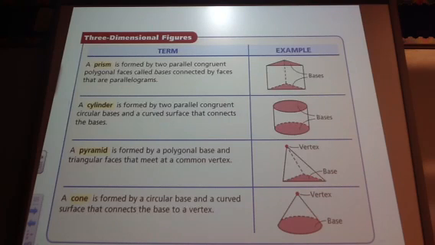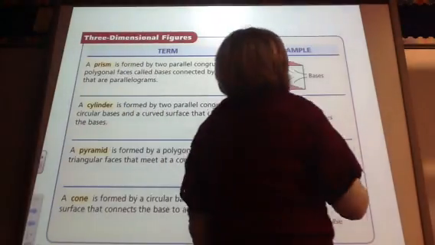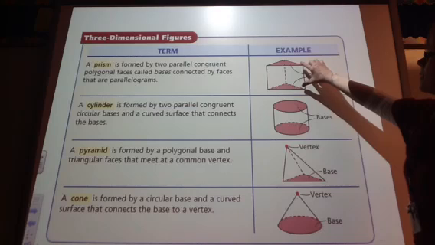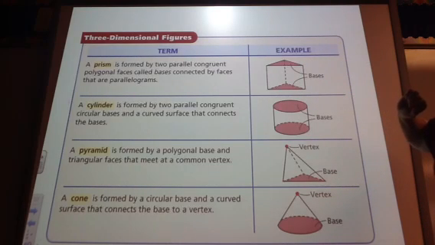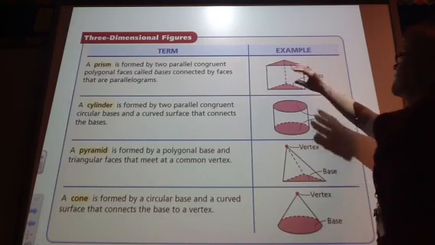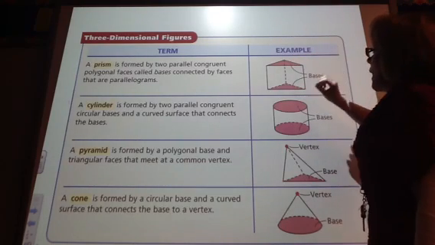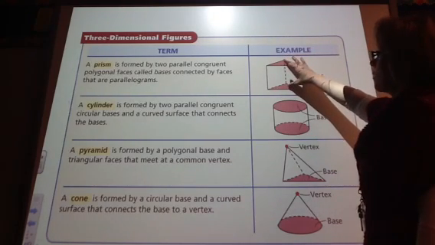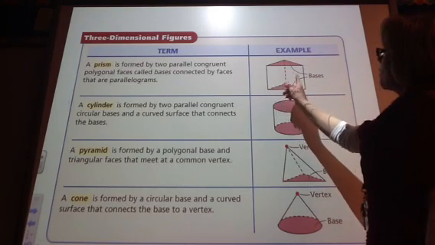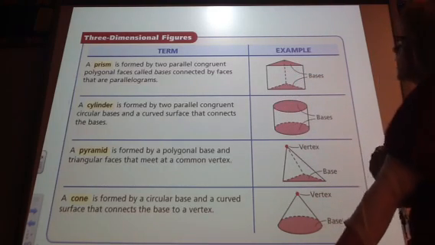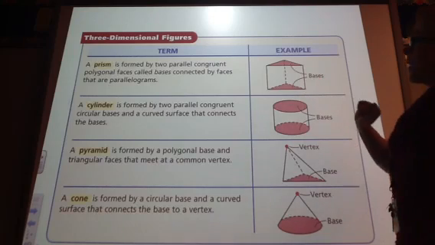Okay, three-dimensional figures. A prism is where you have two congruent parallel bases. The bases on this prism are triangles. The polygon faces are called bases connected by faces. Okay, let's back up. The two parallel bases are your triangles here. All right? Your other faces are your lateral faces. Those are the sides, and those are rectangles.